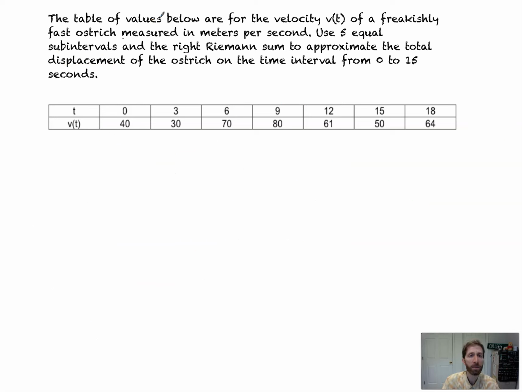Okay, the table of values below are for that same freakishly fast ostrich. We have again 5 equal subintervals, and we're going to approximate displacement using a right Riemann sum from 0 to 15. So a right sum, so look at your subintervals. If we have 0 to 15, we're going to go from here to here, and we have 5 subintervals. So that would be 0 to 3, 3 to 6, 6 to 9, 9 to 12, and 12 to 15.